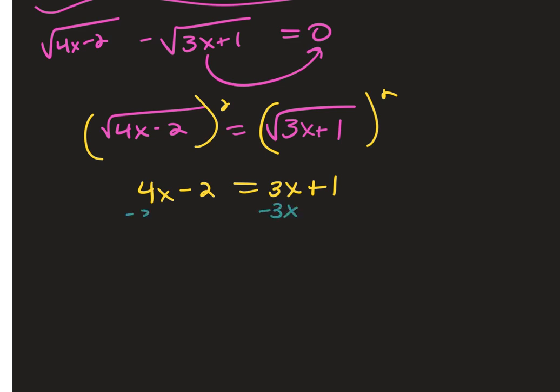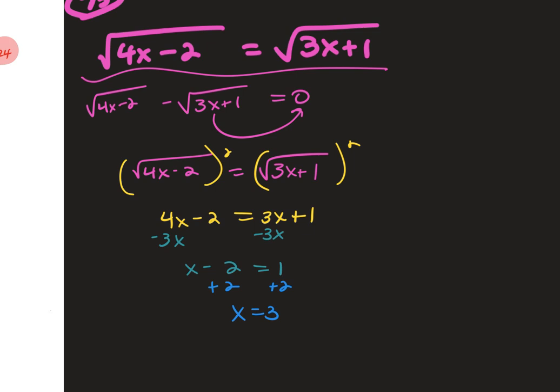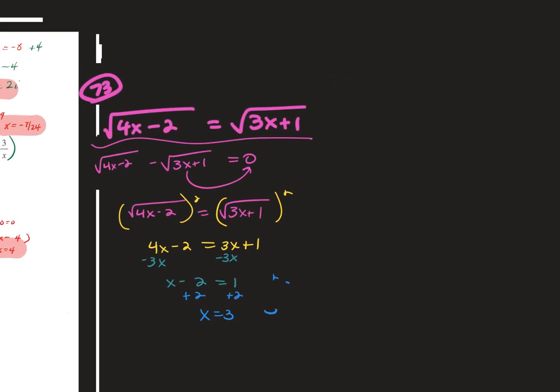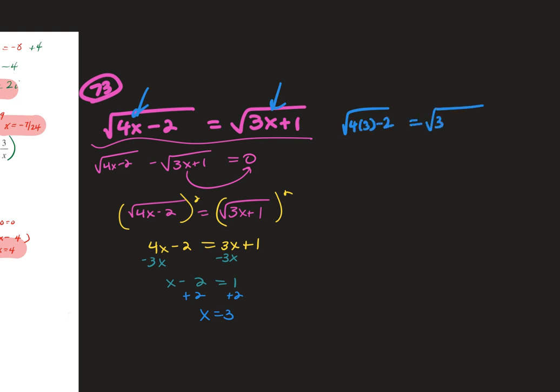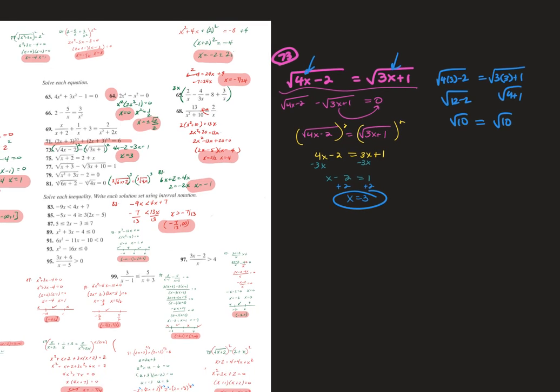And then you just have to solve it like it's an irregular equation. So minus 3x, and then add the 2. And the catch with these is you've got to check them by plugging it back in. So I would get the square root of 4 times 3 minus 2 equals the square root of 3 times 3 plus 1. And 12 minus 2 is square root 10, and 9 plus 1 is also square root 10. So it works. You want me to do the one where you have more than one thing on there?